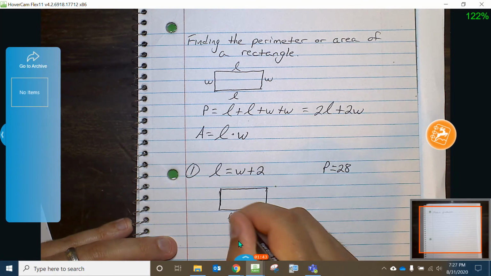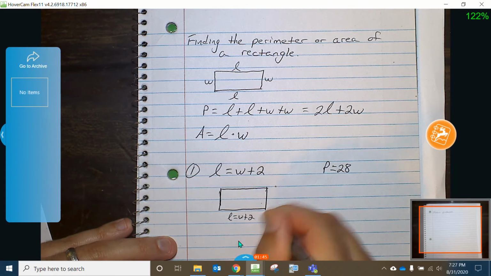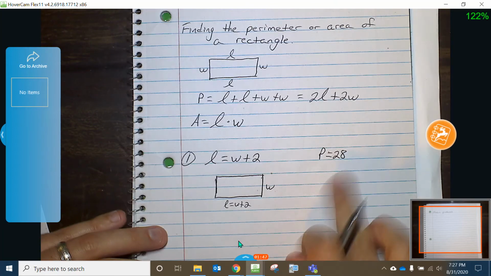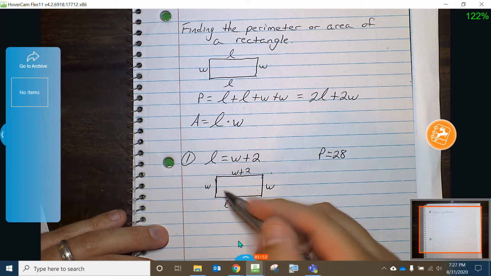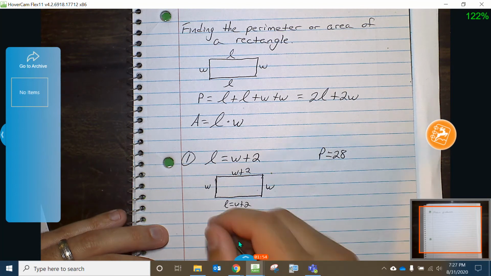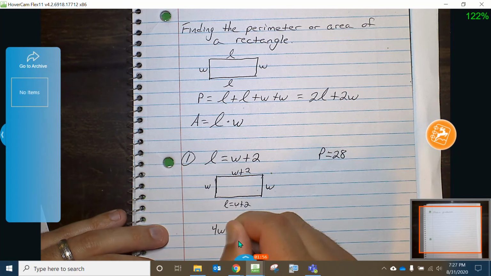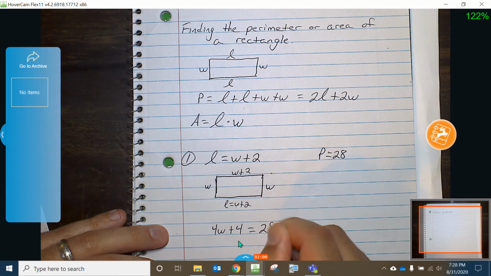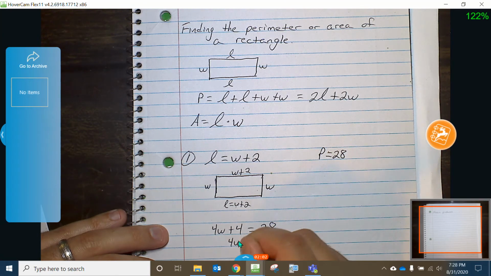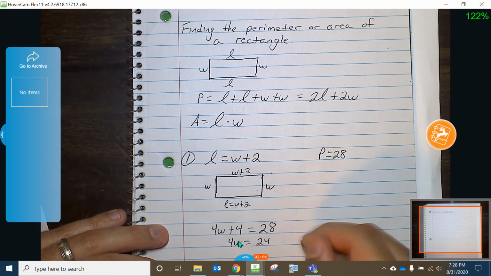So our length equals W plus 2, and here's our width. So the perimeter equals 28. So we got to add up all of these. So we have 1, 2, 3, 4 W's, and then we have 2 plus 2 is 4, and that equals your perimeter. So 4W equals, subtract 4 from both sides, 24. Divide 4 from both sides, W equals 6.